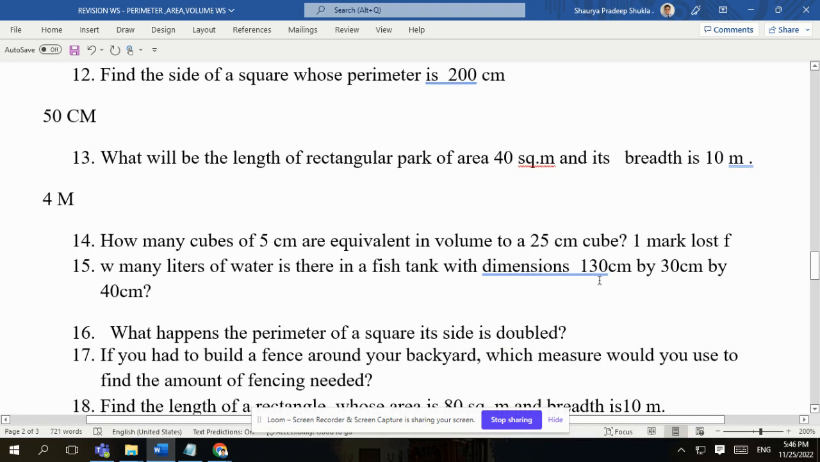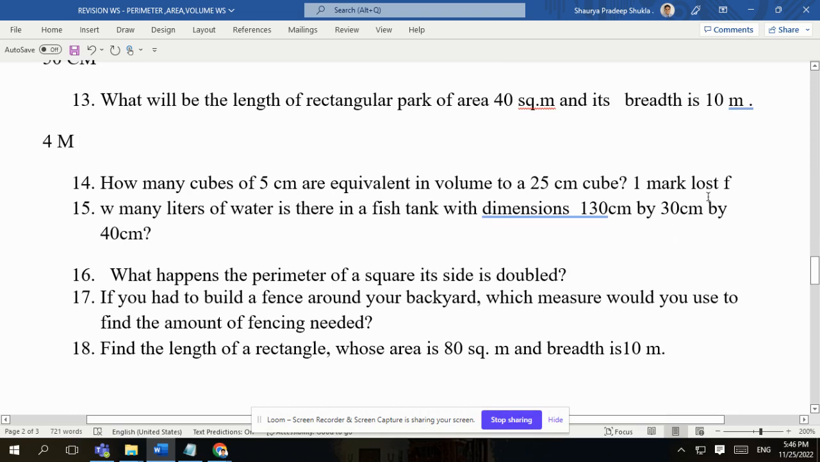So now we have question number 14. How many cubes of 5 centimeter are equivalent in volume to a 25 centimeter cube? This is an interesting problem. 1 mark lost. Why is it like this? I don't know who wrote it. Maybe it was just edited. Okay. It was like that.